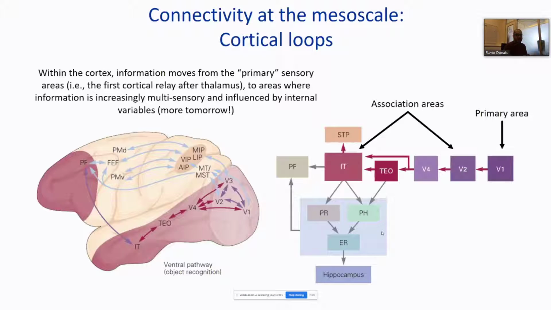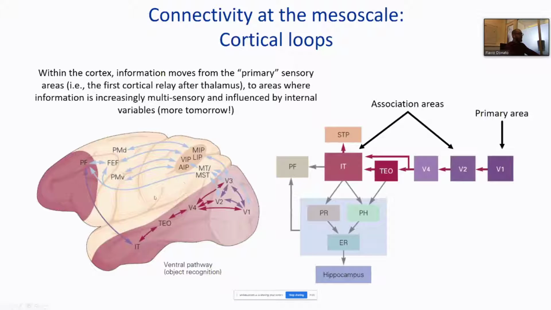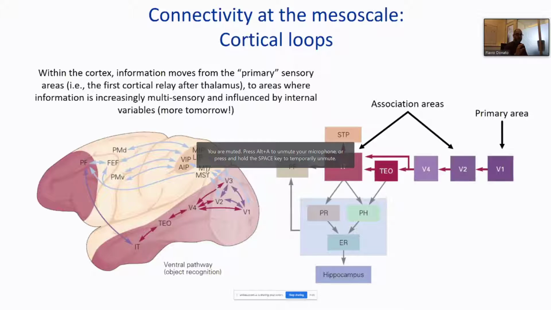In the mesoscale, that means all over the brain. As we saw before, there are connectivity loops that connect areas of the brain to each other. One of the examples was the thalamus connecting to cortex, connecting to the midbrain, right? But of course, there are also connectivity loops within the cortex, which are extremely important, from where information that comes from the senses moves from the primary area of your brain, for example the primary visual cortex that we saw before, to areas of the brain in which information is not tuned to one specific sensory modality in a dominant way.